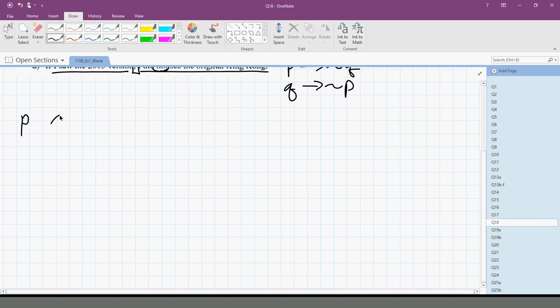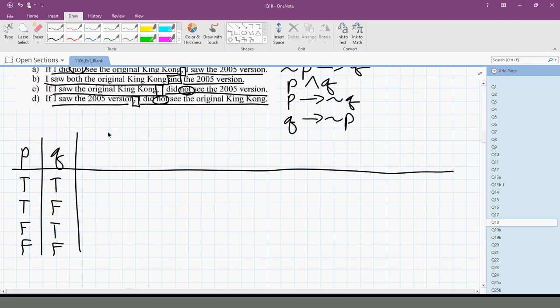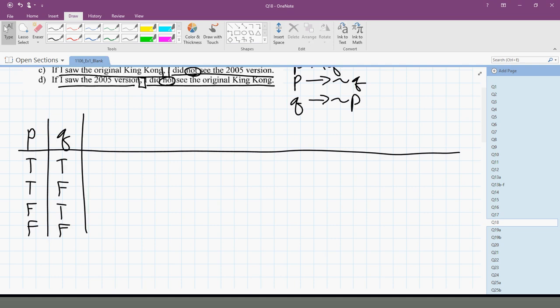We've got P. We've got Q. Long line to this one, because we've got to look at all those guys. So we've got true, true, false, false, true, false, true, false. So let's get our original statement first. It says P or Q, because that's what we're going to compare everybody to.